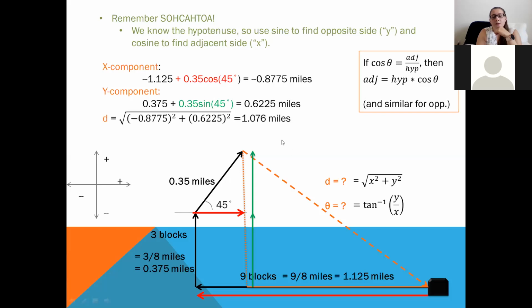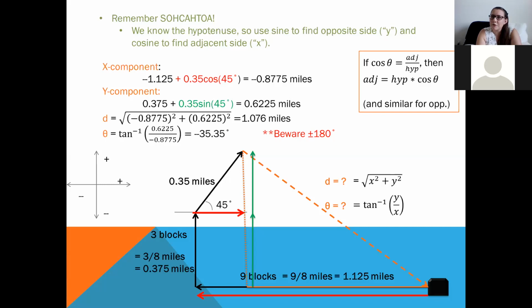So the magnitude of our displacement vector then is this x component squared, so our negative 0.8775 miles squared, plus our y component squared, 0.6225 miles squared. When we take the square root of that, it gives us 1.076 miles is our displacement. And to find the angle, we take the inverse tangent of y over x, and we get negative 35.35 degrees.